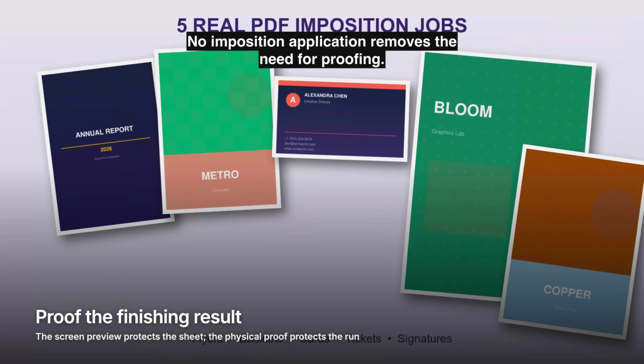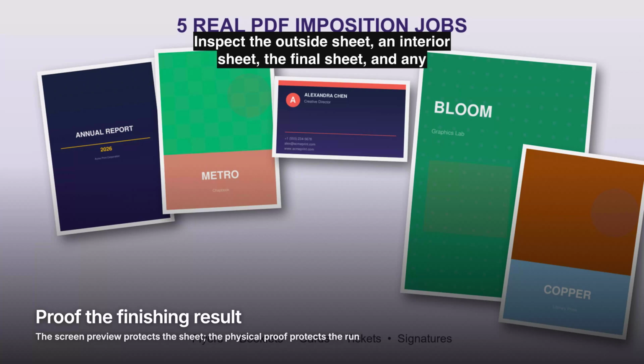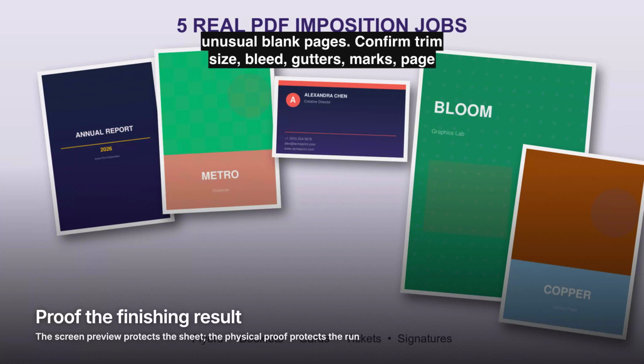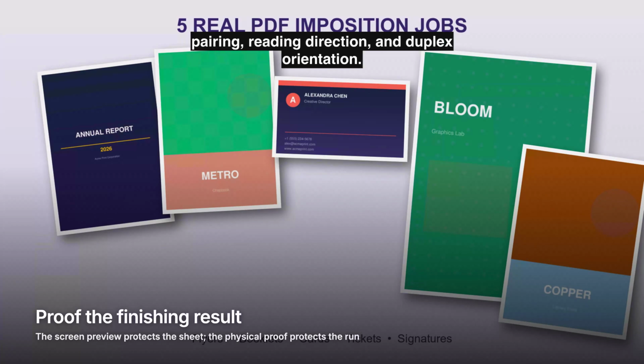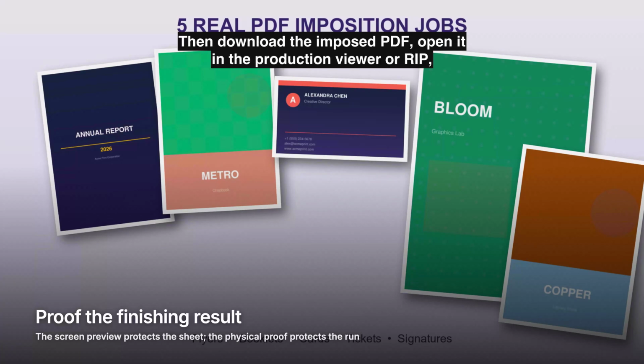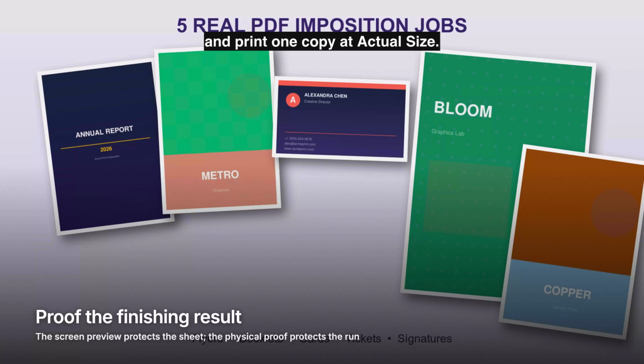No imposition application removes the need for proofing. Inspect the outside sheet, an interior sheet, the final sheet, and any unusual blank pages. Confirm trim size, bleed, gutters, marks, page pairing, reading direction, and duplex orientation. Then download the imposed PDF, open it in the production viewer or RIP, and print one copy at actual size.